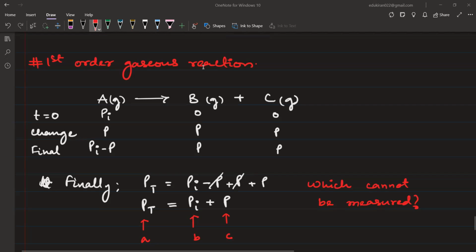Okay, Sara is answered. Fatima and Wafia, did you understand the question? Can you explain it again? How many terms do we have in this equation? Pt is equal to Pi plus P. Tell me. 3 terms. One is P total. That means finally what is the pressure? We have P initial, and then we have the change.